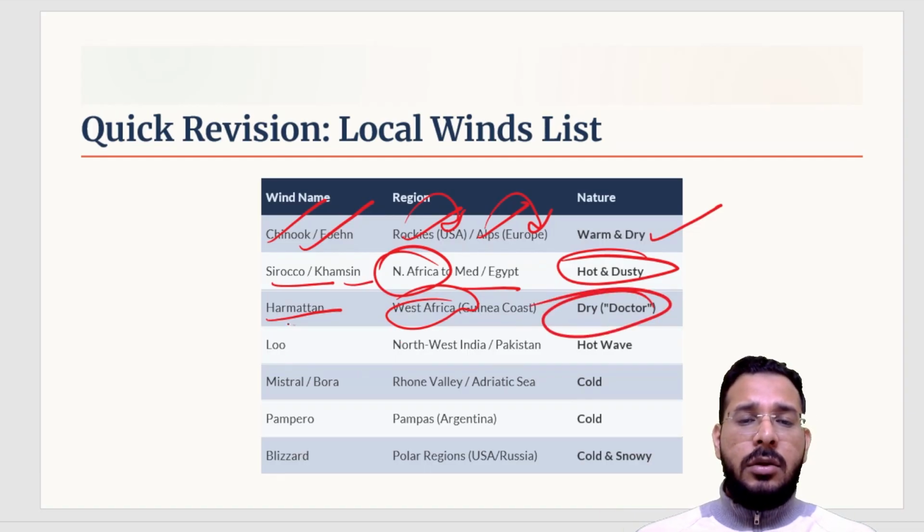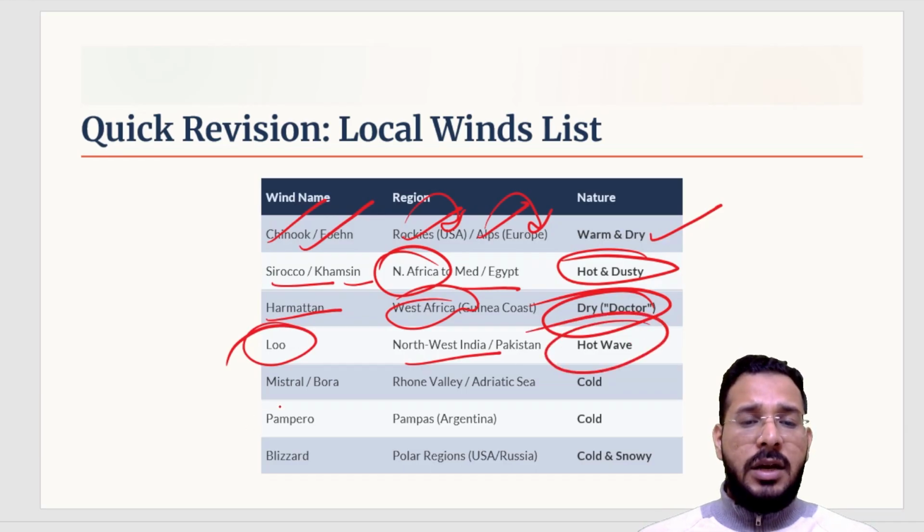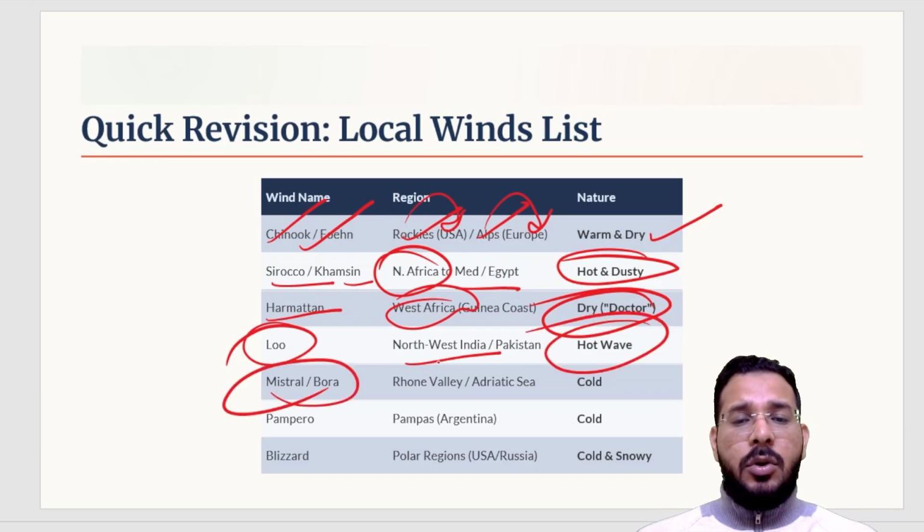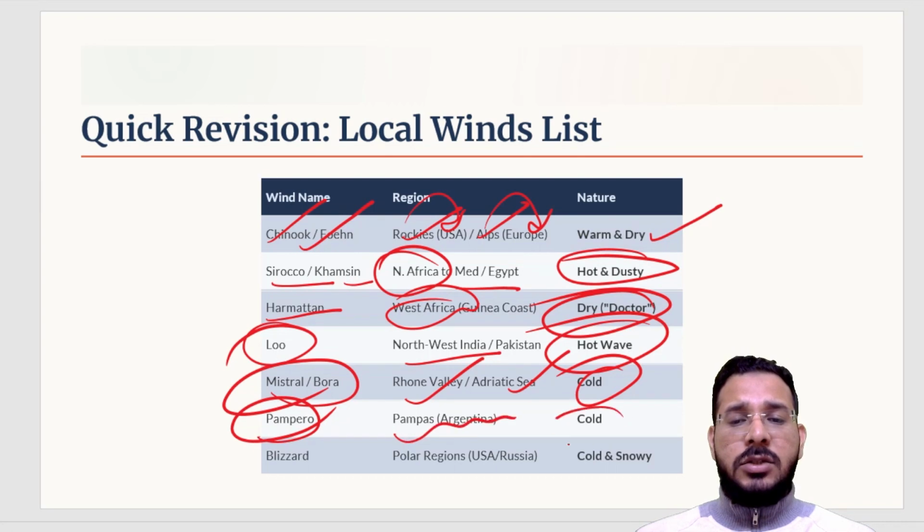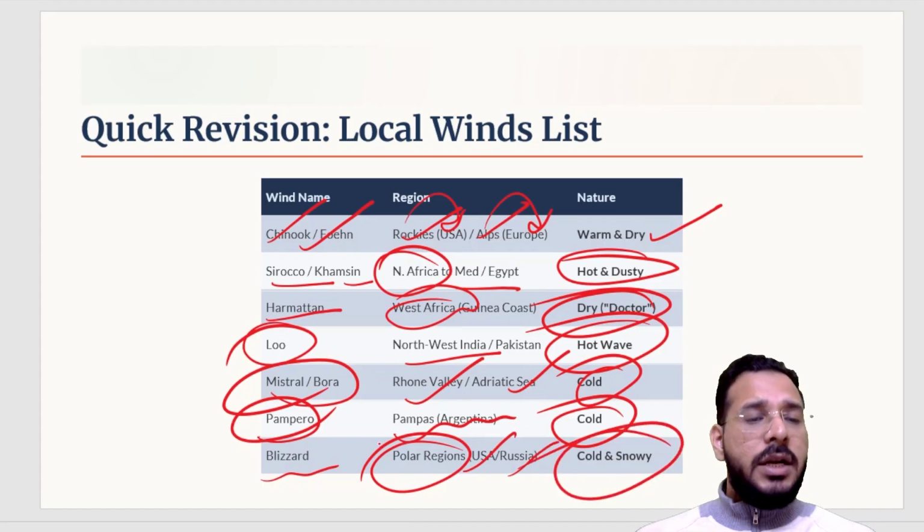They are dry. Loo is present in northwest India. It is a hot wave in India during summers. Mistral or Bora are cold winds in the European region, in the Rhone Valley or Adriatic Sea region. Pampero is in the Pampas region of Argentina. It is also a cold wind. Blizzards are present in the polar regions of USA and Russia. They are cold and snowy.